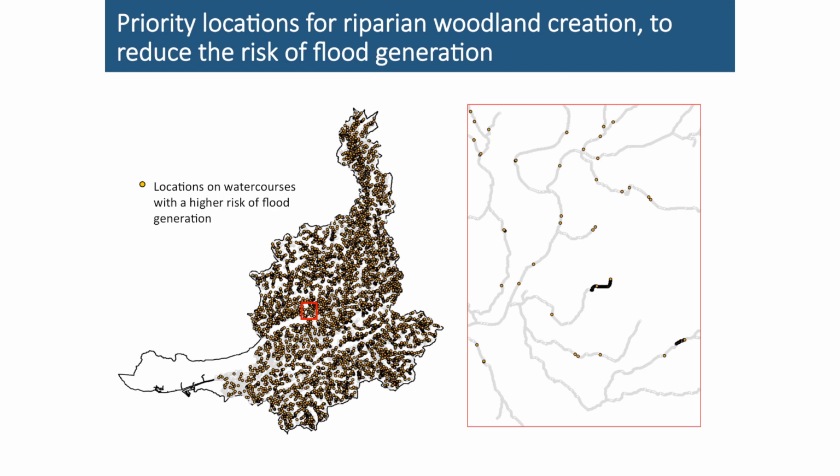If we zoom into this particular area, you can see that on some stretches of watercourse there's just an individual point that has a high risk of flood generation, and in others there are longer chains of points all next to each other, all of a relatively high risk of flood generation. Those longer chains of points, which correspond to longer stretches of watercourse, are the ones we're interested in creating riparian woodlands along, because if you create a woodland all along that stretch of watercourse, you're going to have a greater additive effect on reducing the risk of flood generation in that area than if you just target smaller stretches of watercourse.